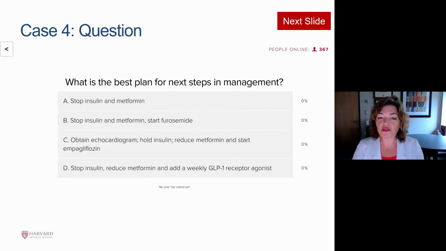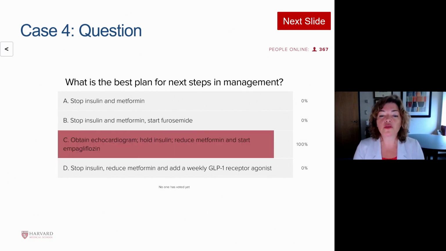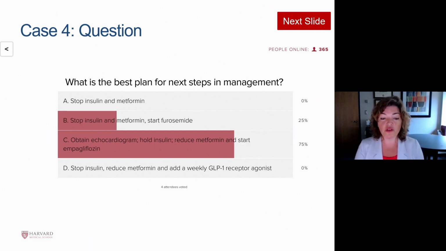So what is the best plan for next steps in management for this older adult who has the symptoms we described? We're going to either stop insulin and metformin, start Lasix, and do a workup for heart failure; hold insulin, reduce metformin, and start empagliflozin; or stop insulin, reduce metformin, and add a weekly GLP-1.